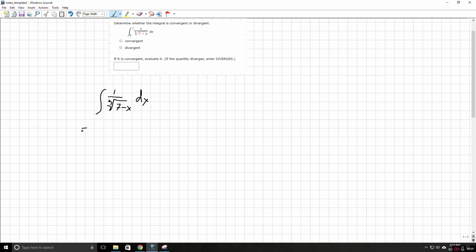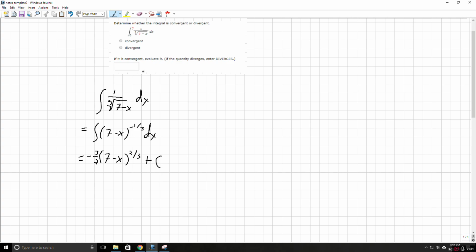Okay, so that's equivalent of 7 minus x, power of negative 1/3. Okay, and just evaluate that. It should be pretty second nature to you. It's power 2/3, 3/2. Because the coefficient is 1 here, so 2/3 times 3/2 has to equal 1. And let's see, the derivative of this argument here is negative 1, so multiply it by negative 1, and there you go.